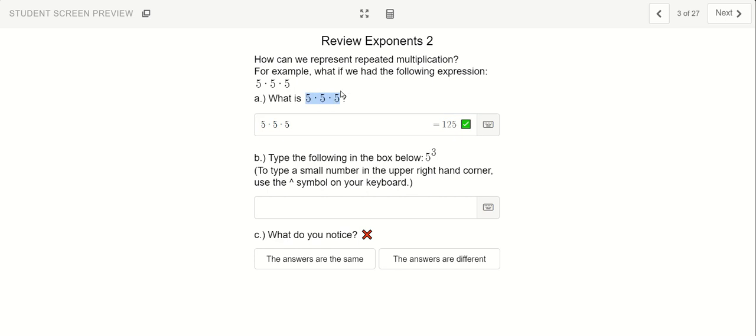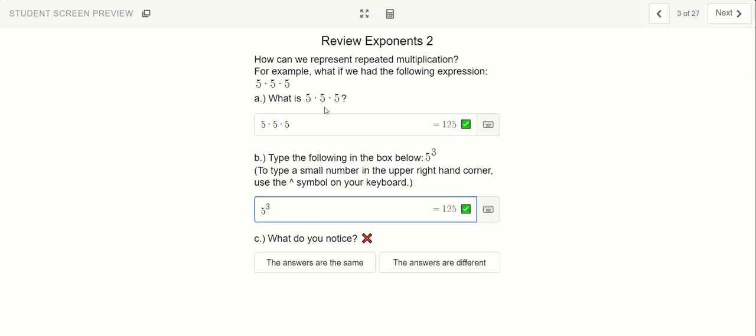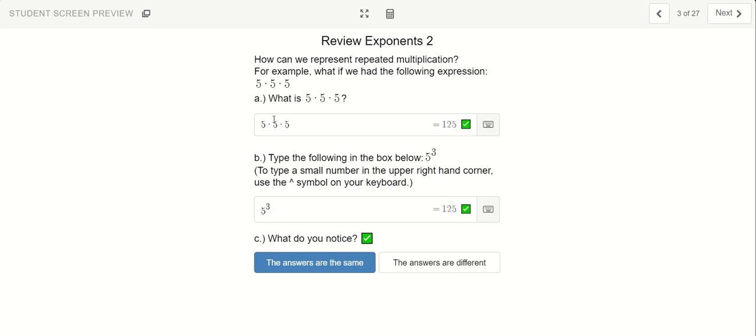Notice there's a lot of typing here. What's a shorthand for writing these repeated multiplication problems? Here, can we type the following? I'm going to type 5. Then I click on the exponent button, which is going to be AB, to the third power. Notice that these both have the same answer. 5 times 5 times 5 is the same as 5 to the third power.